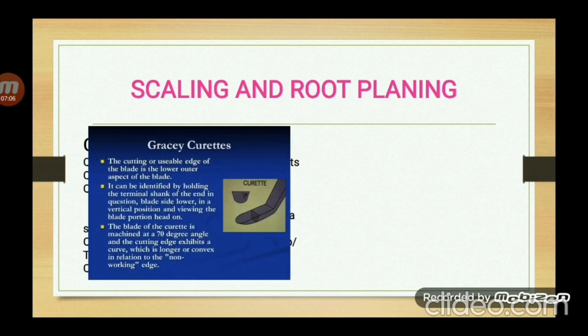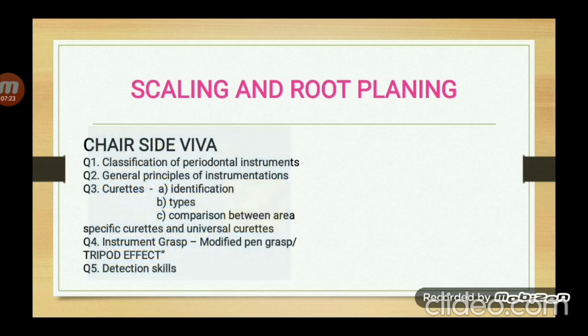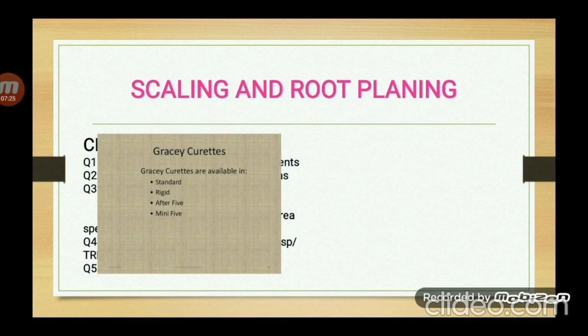After that, Gracey curettes. You should know how to identify a Gracey curette. You should know how to hold it. You should also know the curvatures, the design, a 70-degree angle of the cutting edge, and the non-working edge. You should know everything about that. Then what are the kinds of Gracey curettes?